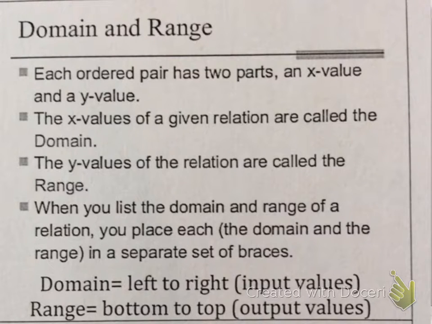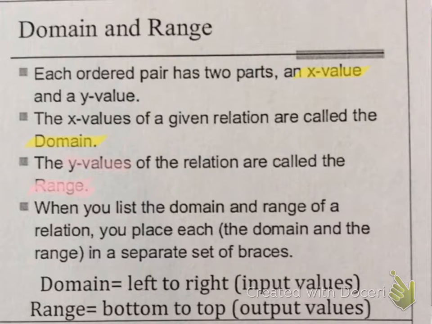All right, so we're going to use interval notation now to help us find our domain and range. So what is domain and range? Let's read through this page and see if we can get it all straightened out. Each ordered pair has two parts, an x value and a y value. The x values of a given relation are called the domain. So x is domain, okay? The y values of the relation are called the range.